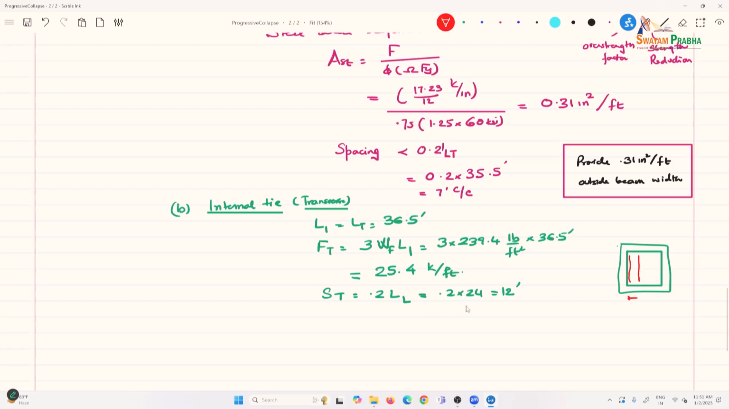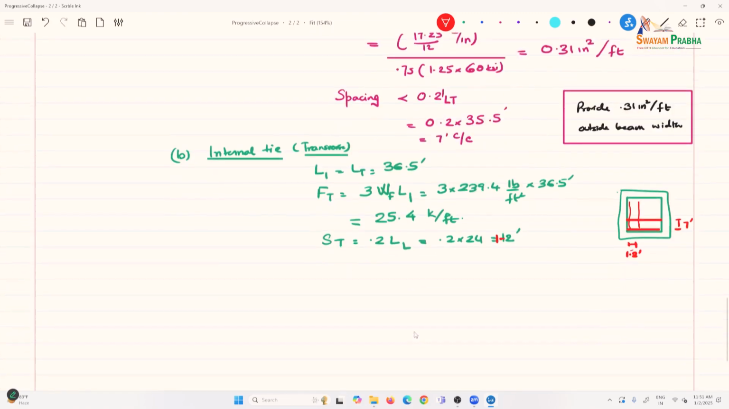No, 0.2 times 24 is 4.8, and 0.2 times 36.5 is 7. So, you are providing the longitudinal ties within 4.8 feet, and in this direction within 7 feet. This is within each slab. So, you do not need to provide throughout, you can provide it within this outer range.